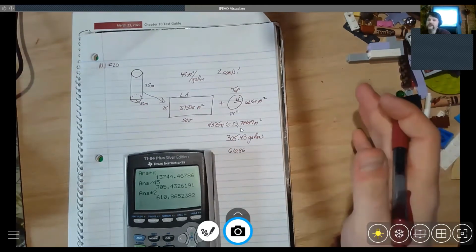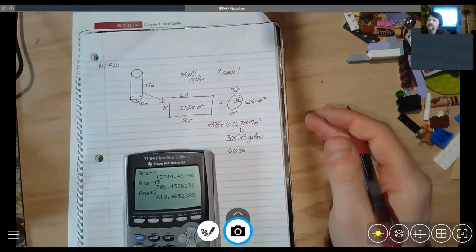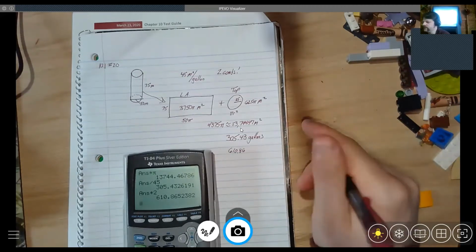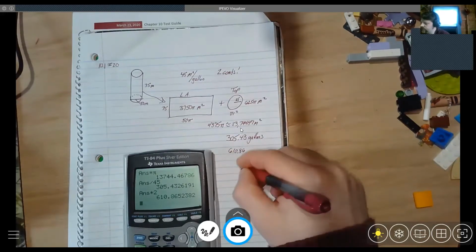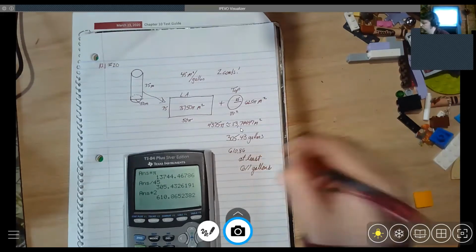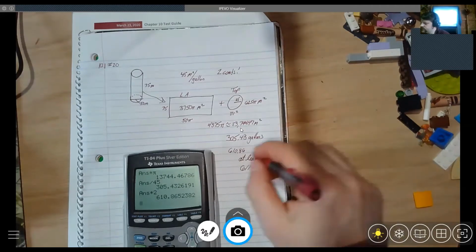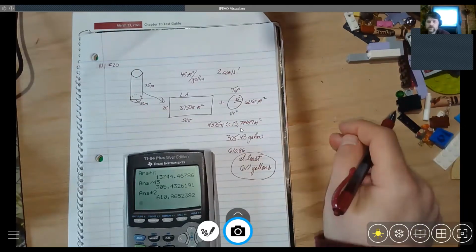Now, obviously, we're painting here. If you've ever done any painting, you're going to round up, right? I don't think you can buy 0.86 gallon worth of paint. So you're going to have to buy at least 611 gallons of paint, and probably more, but at least 611 gallons. So that's your answer for 10.1, number 20.